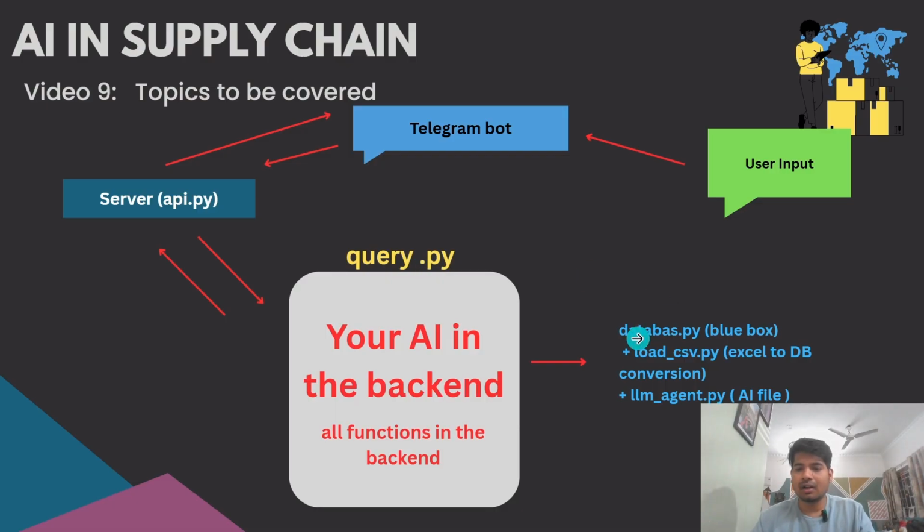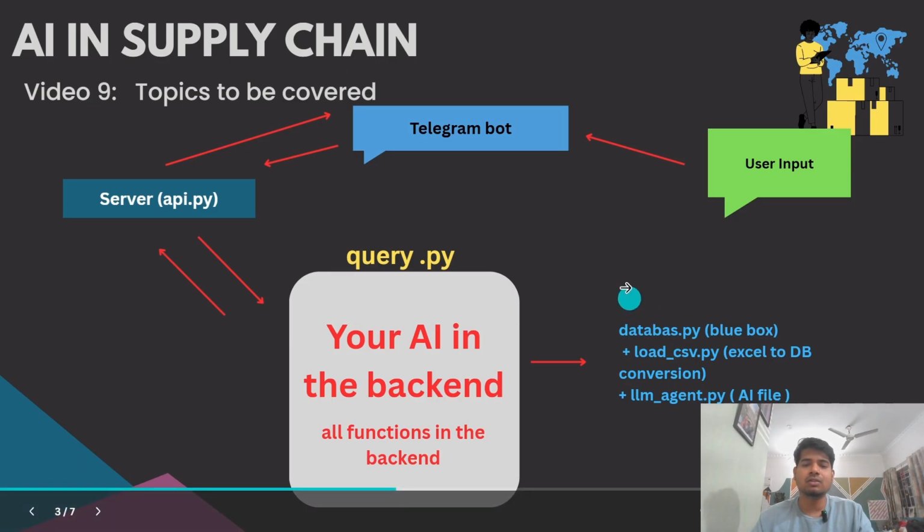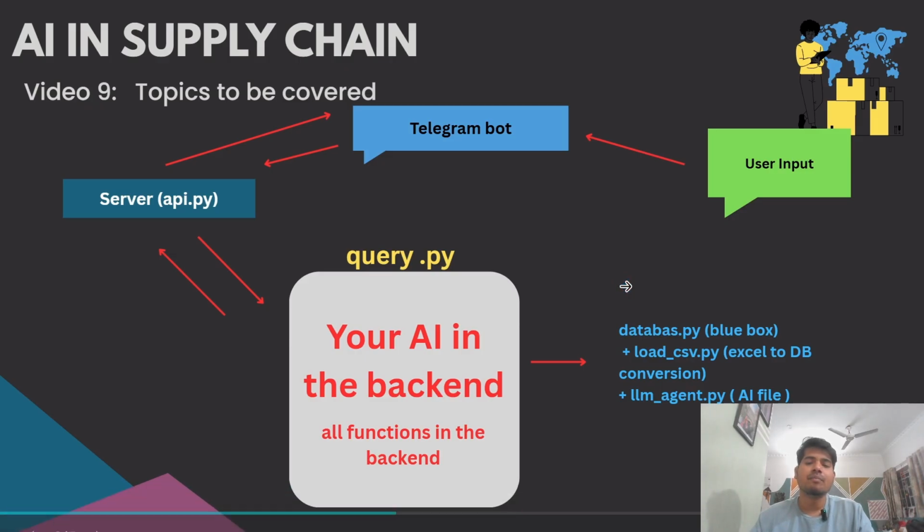since we have already created all the files. For example, database.py, load csv.py, llm agent.py. Since we have already created all these things, we will bring all these files into one file. We will write code for the server. I'll share the code and the code for the Telegram bot, which you don't need to worry about, it will remain the same irrespective of the project that you want to work on. So, starting with this query.py.